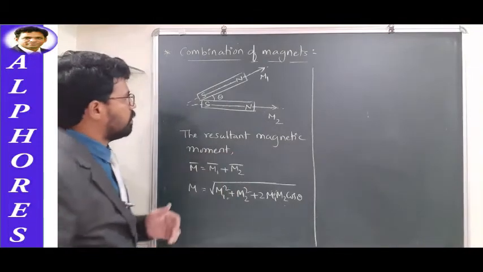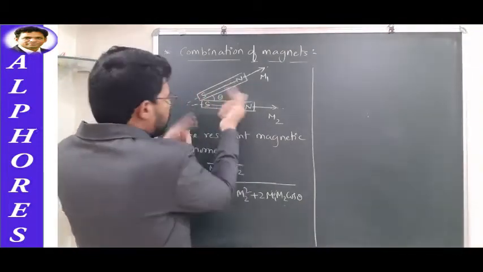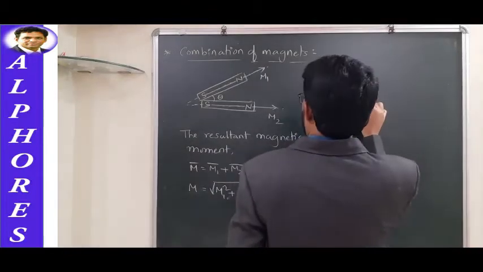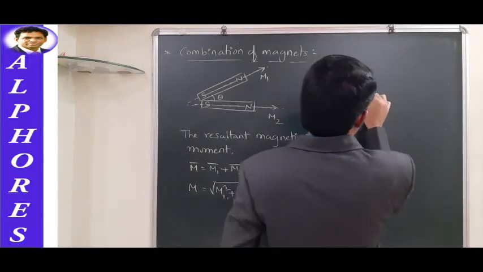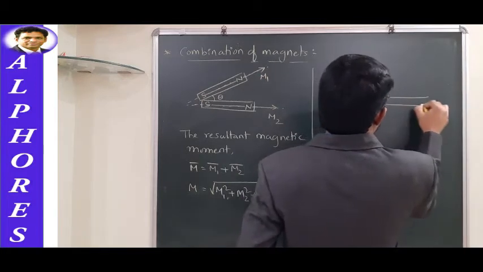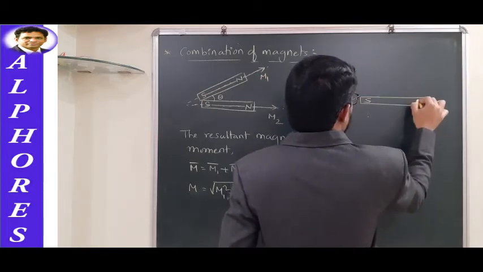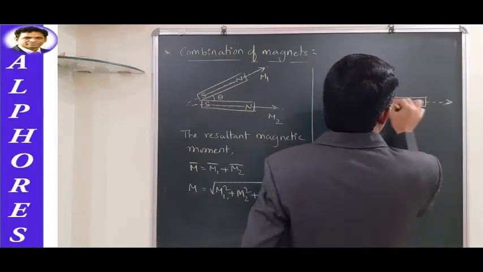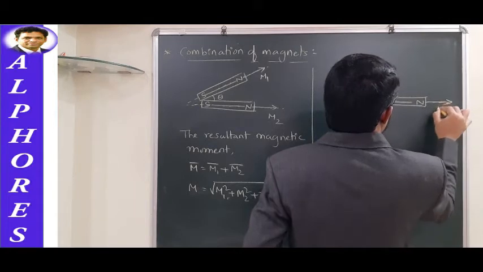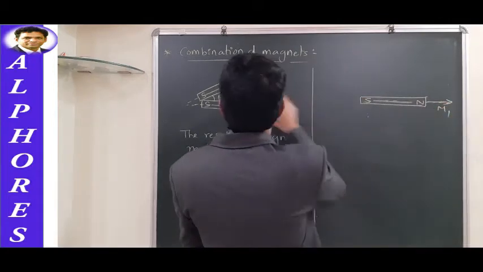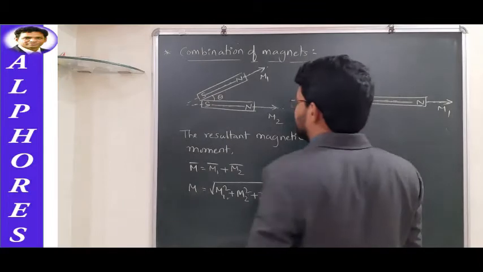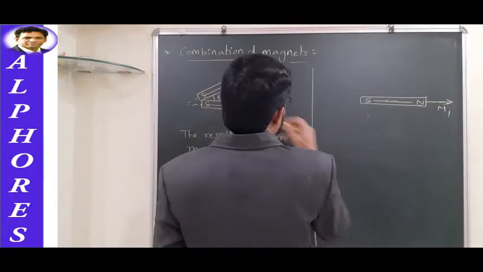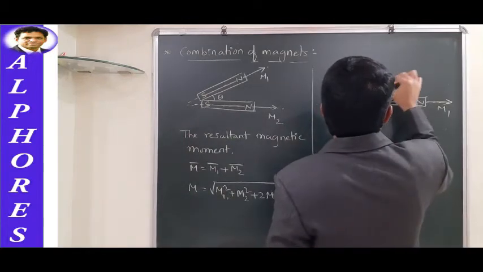Before I proceed further, I will reverse this magnet and see what happens. I will change the orientation of this magnet. South pole, north pole. Along this direction you have M1. Now this magnet is reversed, in the sense that the north pole position has come here and the south pole position has come here.